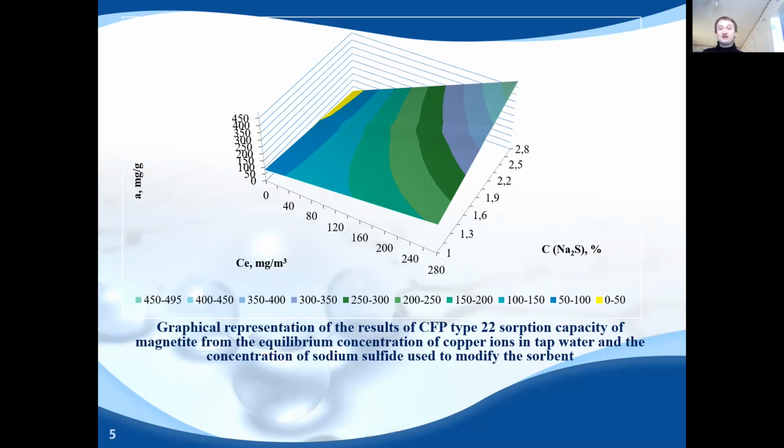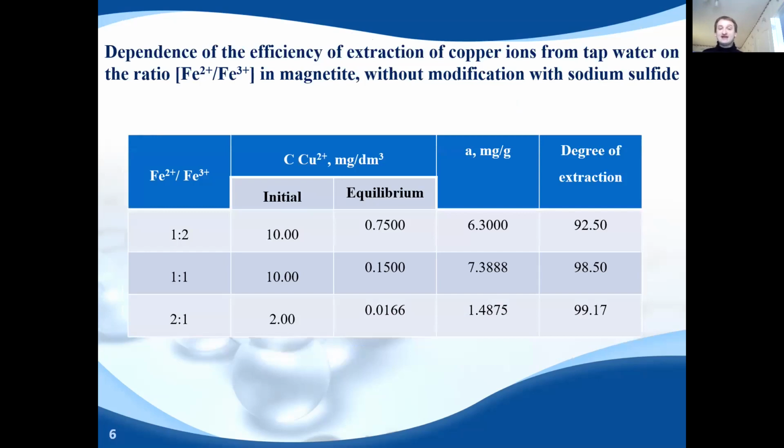Regression equations for the dependence of the sorption capacity of magnetite on the equilibrium concentration of copper ions in tap water and the concentration of sodium sulfide were calculated. In this case, we can say that magnetite modified with sodium sulfide is a fairly affordable synthetic inorganic sorbent with high selectivity for copper ions, which should be used to purify water from heavy metal ions.